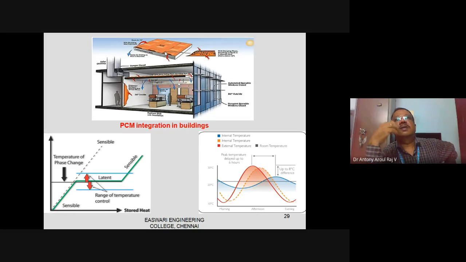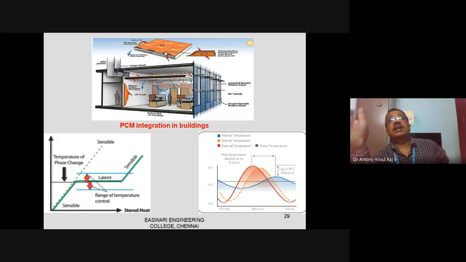So even concrete and other materials. If the Cp value is higher, it is shifting the peak, reducing the peak, and shifting the time lag. Because of the time lag, it is shifting the heat. So the same thing a PCM can do.